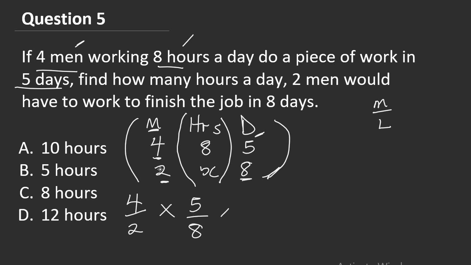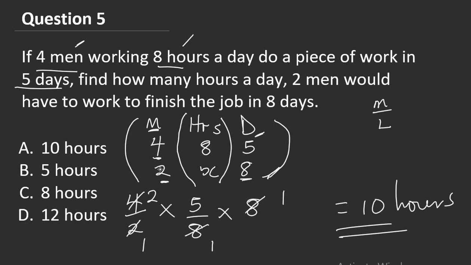Then the last column where you have the hours and the unknown, you just bring out the 8 and then we're done. This 8 here 1, 8 here 1 cancels this 8. 2 here 1, 2 into 4 is 2. 2 times 5. The answer is 10 hours. So you can see what I did, the way I compared the columns.